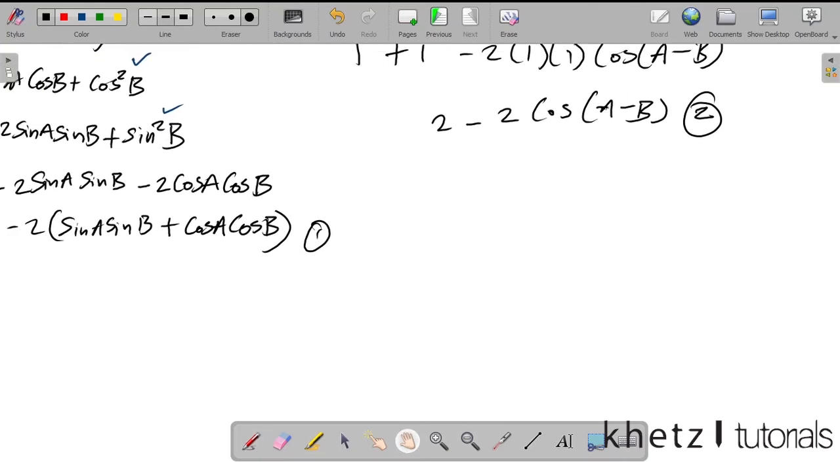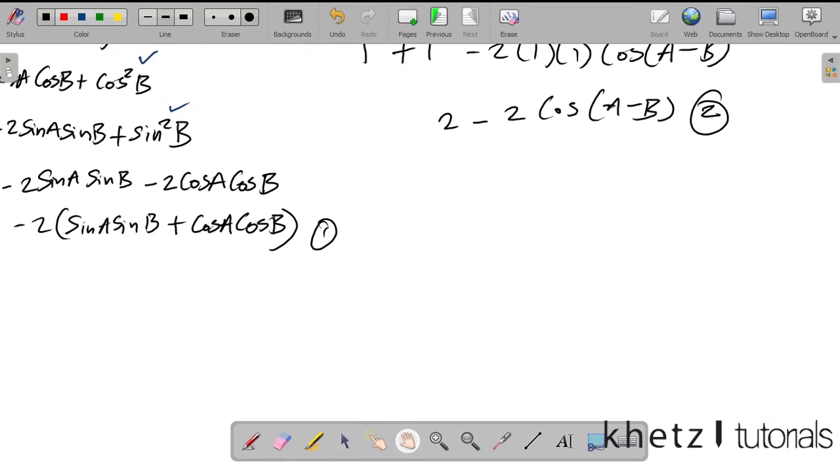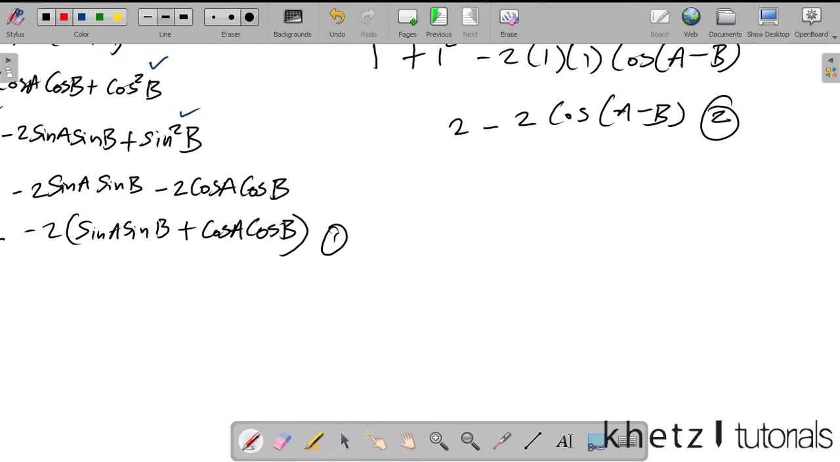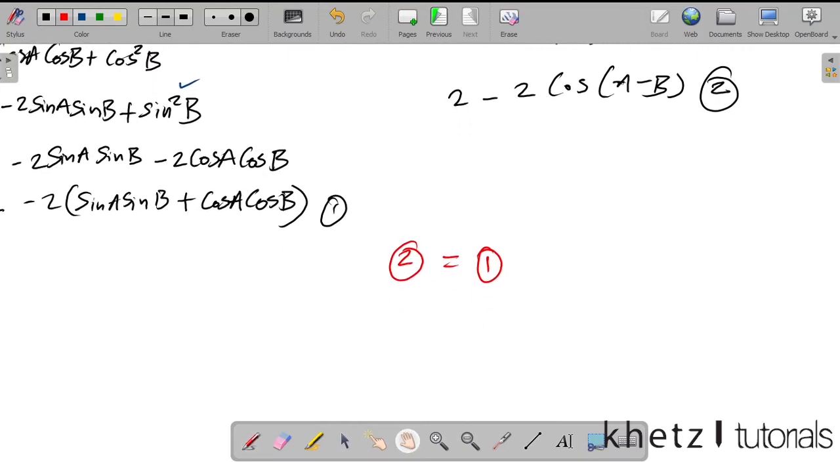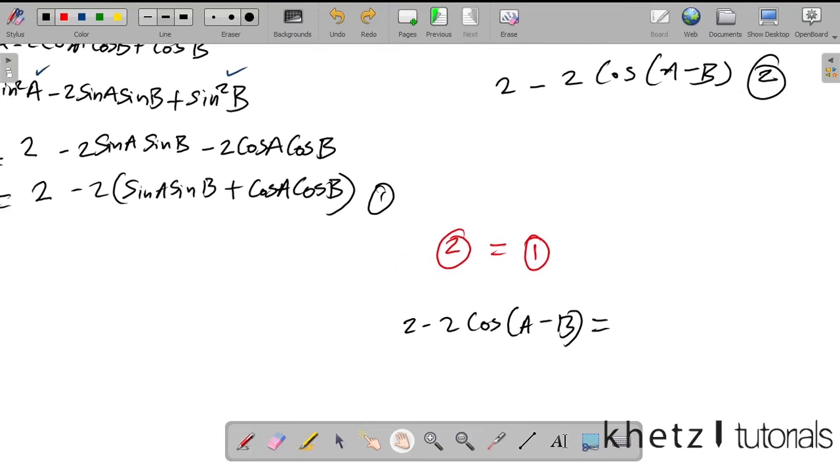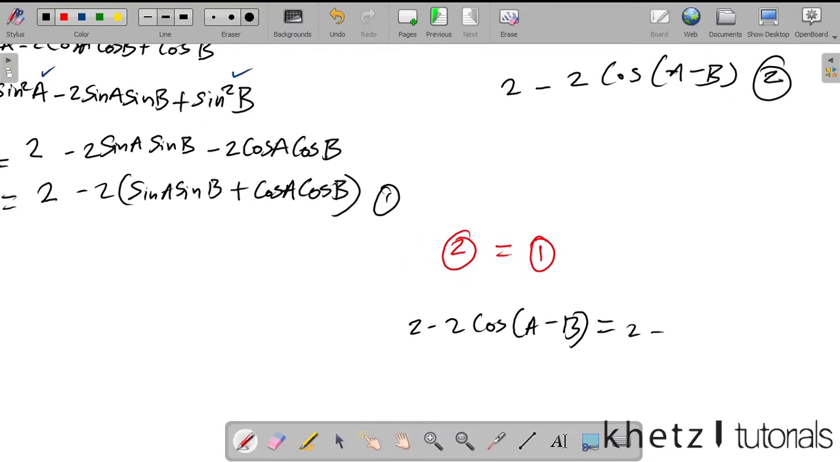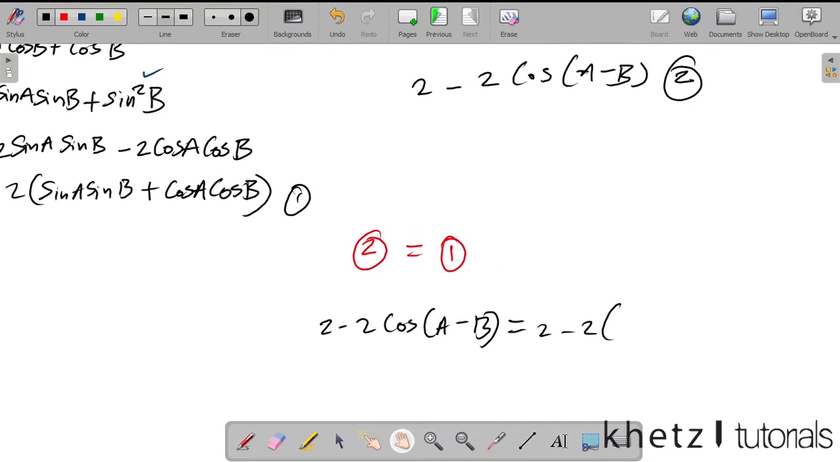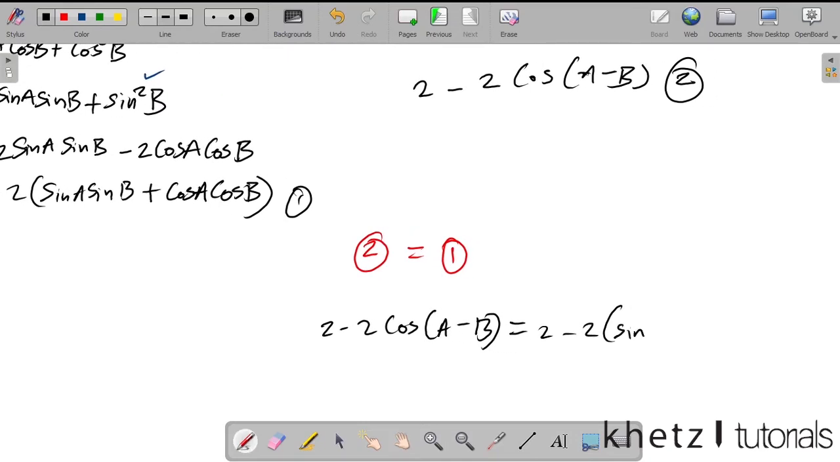So you can basically equate 1 and 2. Equating 1 and 2 or 2 and 1 doesn't matter, because both of them are equal to d squared. So doing this, we're going to have 2 subtract 2 cosine of A subtract B is equal to this over here. So let's look at the full formula so we don't miss anything. It's basically 2 subtract 2 multiplied by sine A sine B plus cosine of A cosine of B.